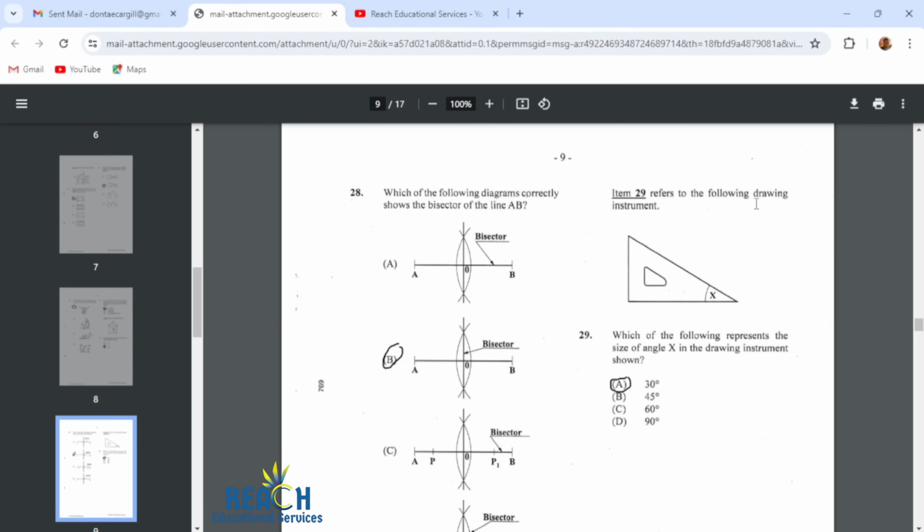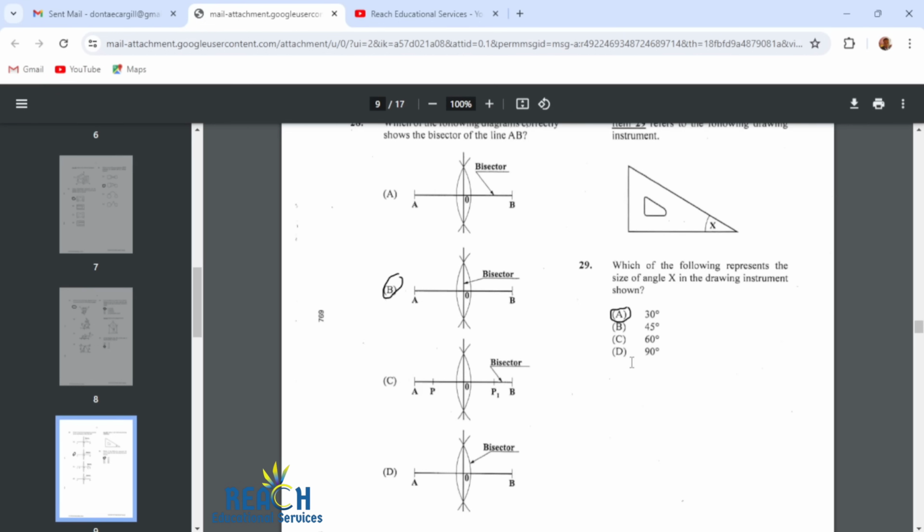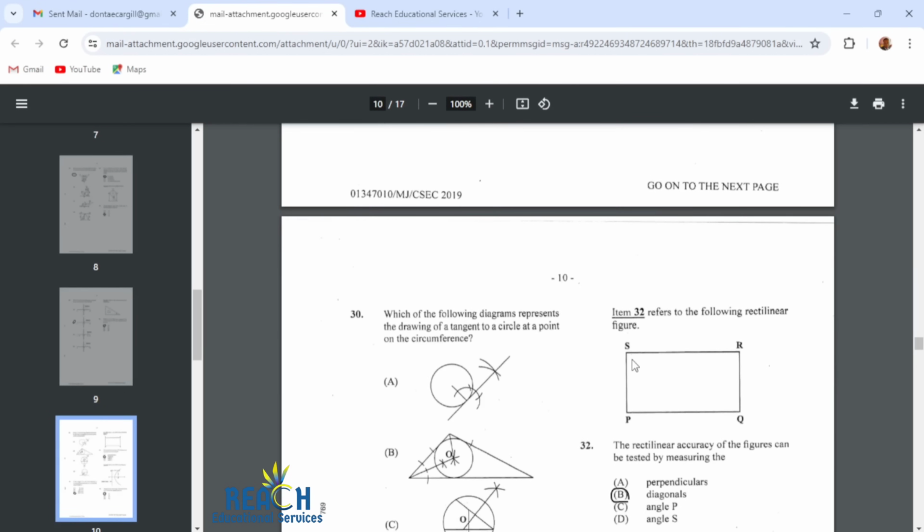Item 29 refers to the following instrument. Which of the following represents the size of angle X in the drawing instrument shown? X over here, that is the 30-degree angle. All right. So let's move on to number 30.